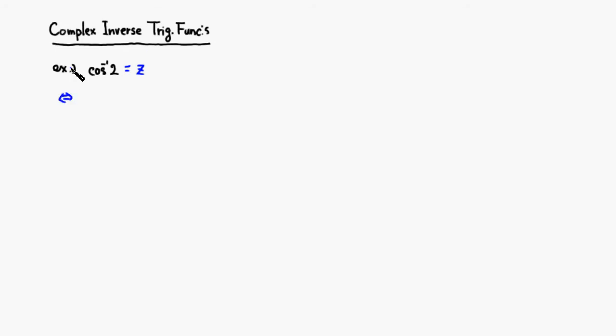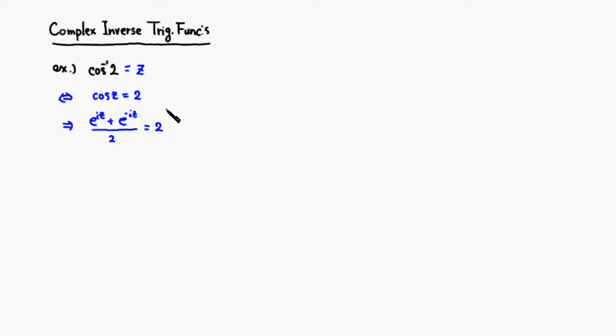Using the definition of inverse cosine, let's rewrite it in terms of regular cosine. So cosine of z is equal to 2, right? Basically, we take the cosine of both sides. But the cosine, by definition, let's write the definition: cosine is e to the iz plus e to the negative iz over 2, which is equal to 2.